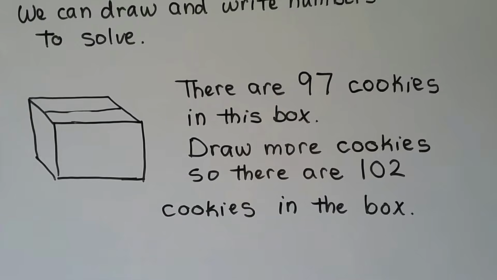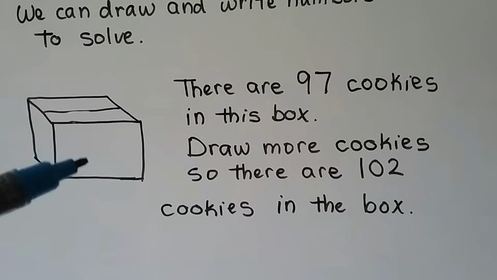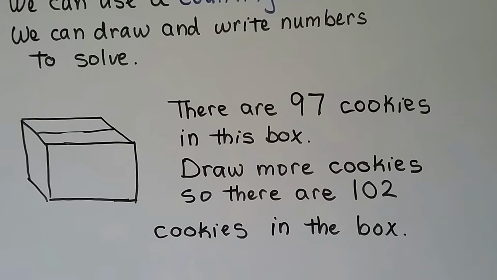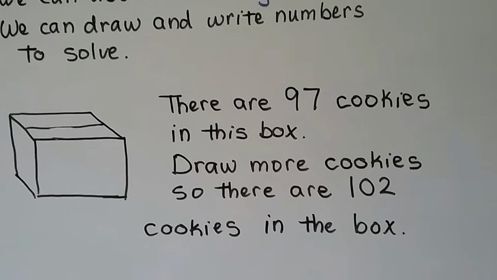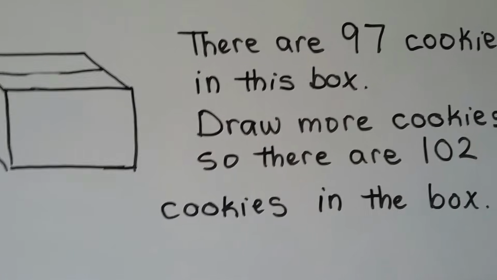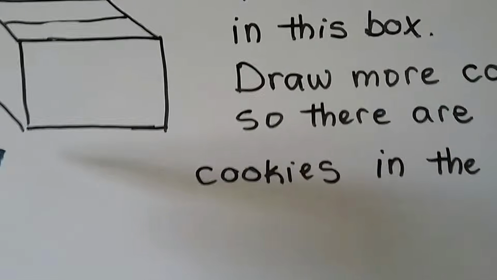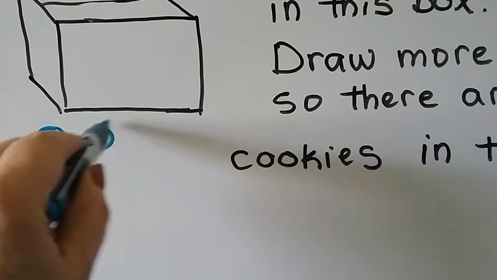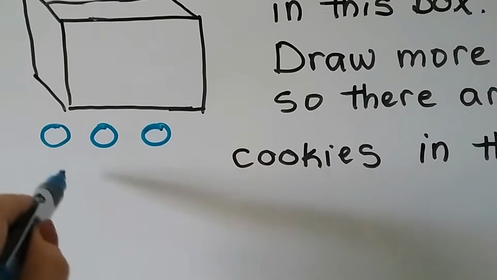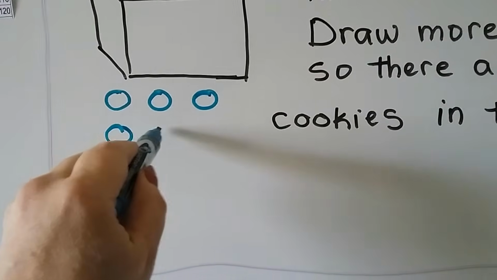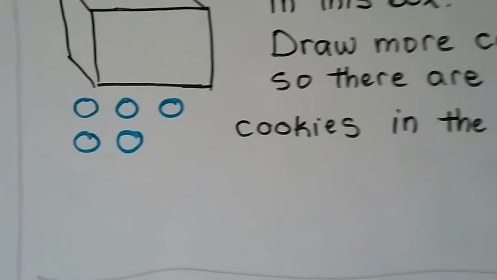There are 97 cookies in this box. Draw more cookies so there are 102 cookies in the box. So there's 97 in here now. Let's draw cookies and count on. So we have 97, 98, 99, 100. We need to go to 102. 101, 102.